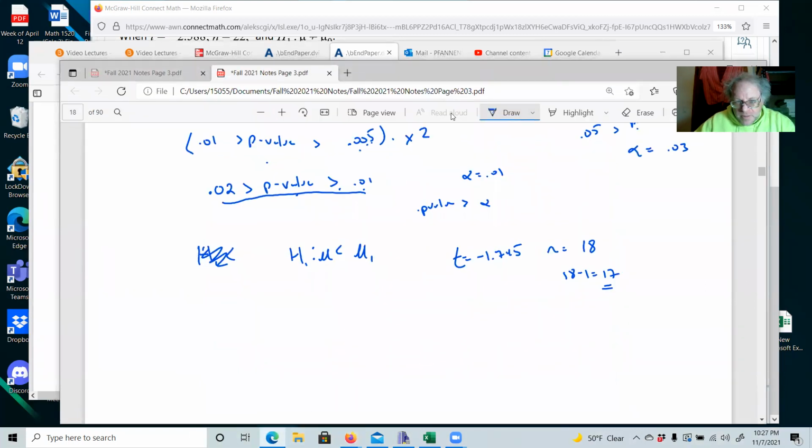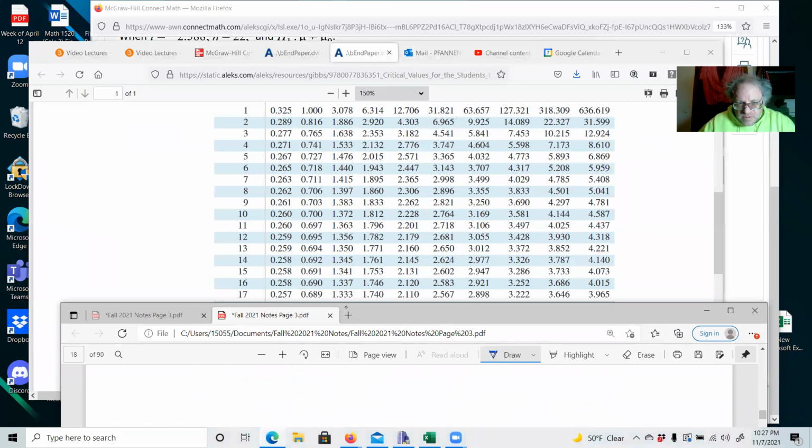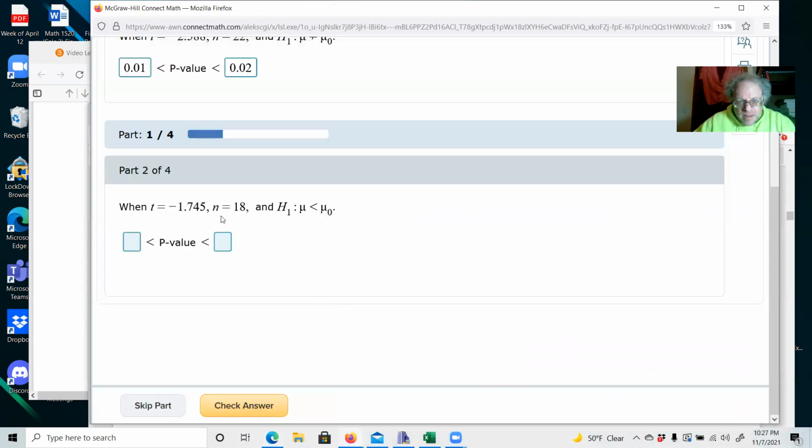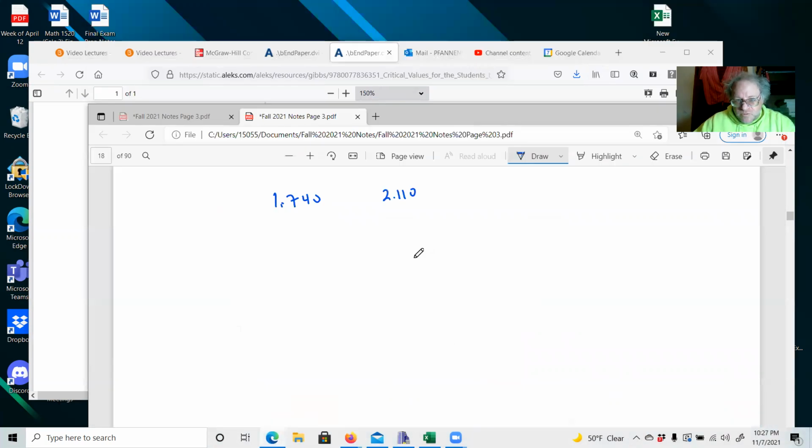Okay, so here we go with 17, 1.740 and 2.11. So that's my p-value, that's my critical value. Let me take a look at what's going on here. 1.745. And again, we do drop the negative sign, because they only publish half of the table. That's just fine because it's symmetric, so you can just fold it over and get the other half.